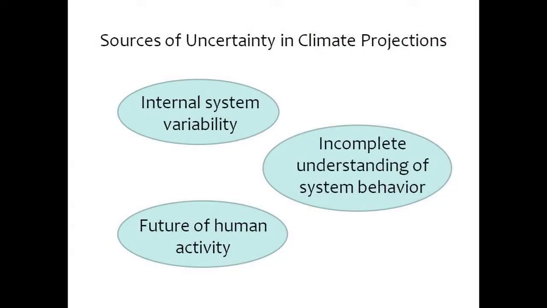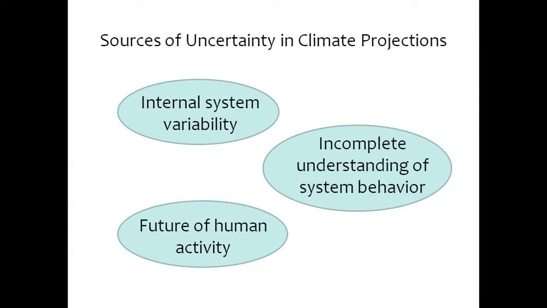The first one is the internal system variability, and by the system I'm referring to the atmospheric and ocean circulation, and could also be the land surface. The ocean and atmospheric circulation patterns change, as we know. They're variable, and they're going to continue changing, despite human action or the lack of. So that's not going away.